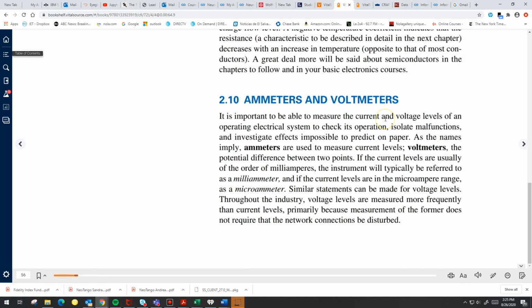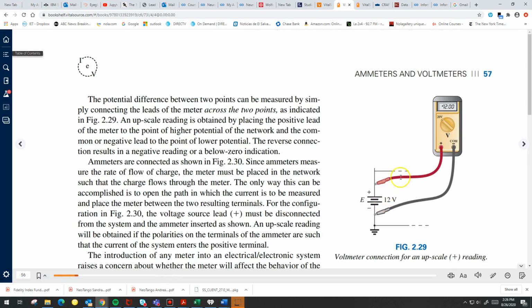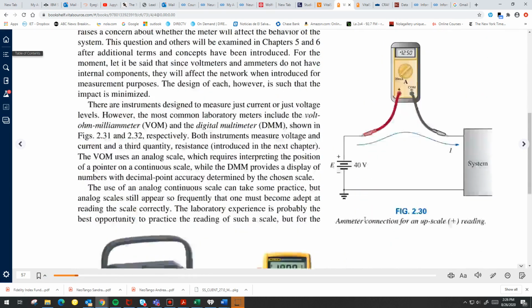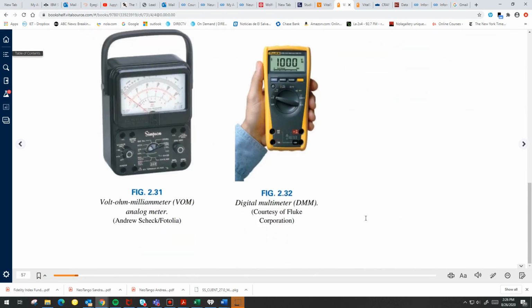Ammeters and voltmeters, this is something we're going to be looking at very closely in the lab. But for now, just understand that an ammeter, like the name implies, is used to measure amps. So ammeters are used to measure current. Voltmeters are used to measure volts, so voltmeters are used to measure voltage, right? And we're going to be looking at this in detail when we look at the lab section in the course.